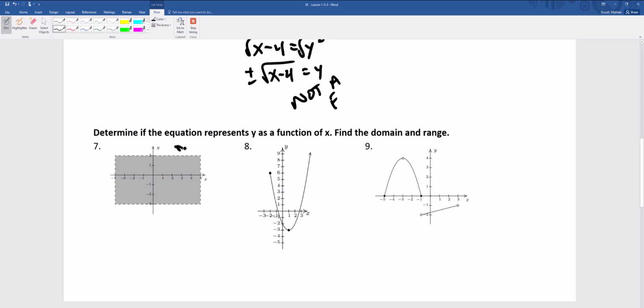Yes, it is a function. It passes the vertical line test. And, yep, that passes, so yes.